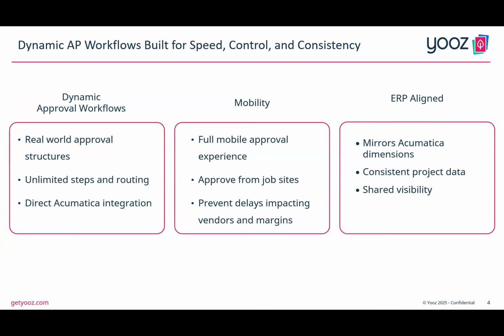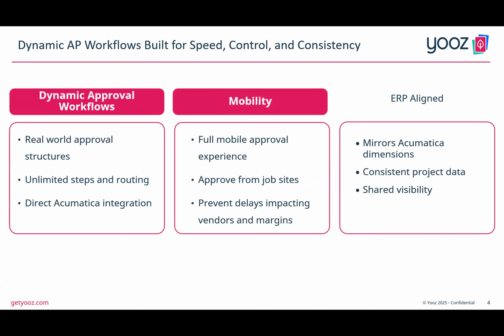So let's talk about the foundation of modern AP processes and how the work actually moves through your organization. First, we have dynamic approval workflows. Use lets you mirror the real approval structures you already use, no matter how simple or complex. You can build unlimited routing steps, automate the handoffs, and keep everything synced directly with Acumatica. The result is faster approvals without giving up any control.